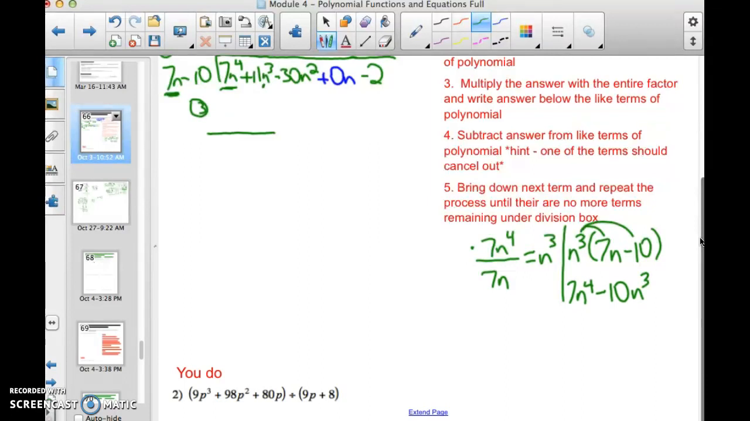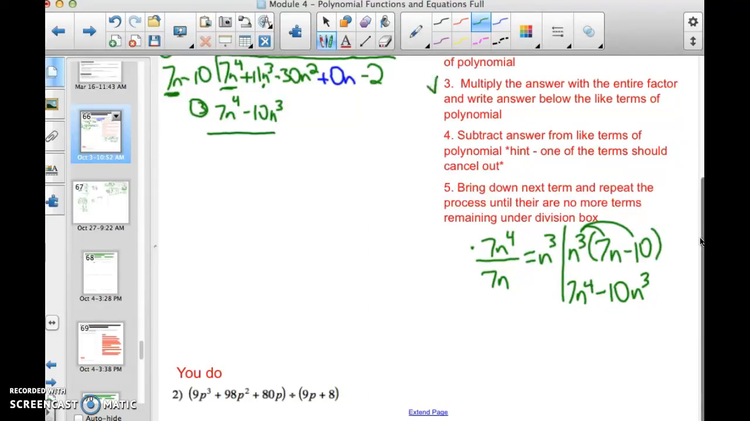Now, you should notice, and I put a hint down here, when you do this multiplication and you write it below the polynomials, you should start to recognize that one of the terms should be the exact same as the above term, all right? 7n to the fourth is the same in this case. And then I'm going to put minus 10n cubed. So I've lined it up nice and neat, underneath each like term. And that is done with step 3.